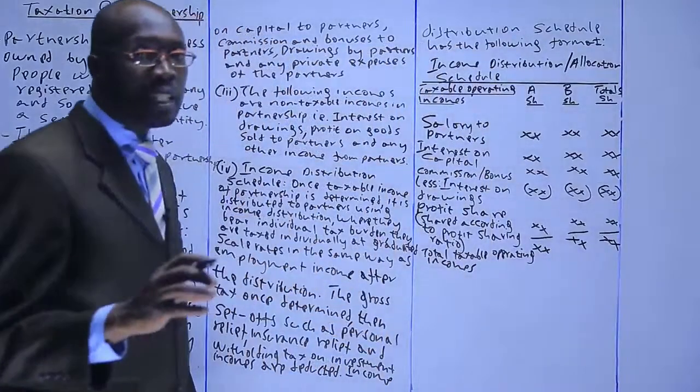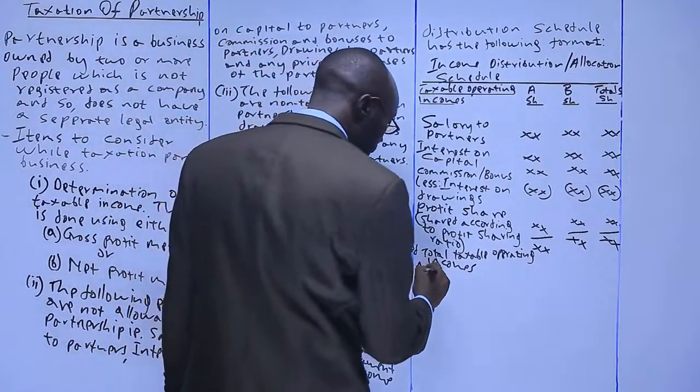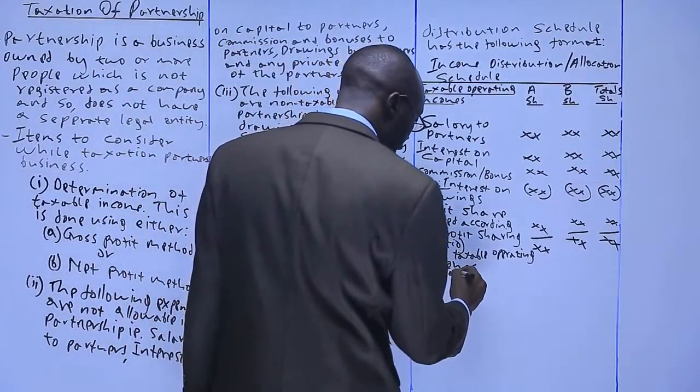Now, you have just distributed the operating income. Then you add taxable investment income.